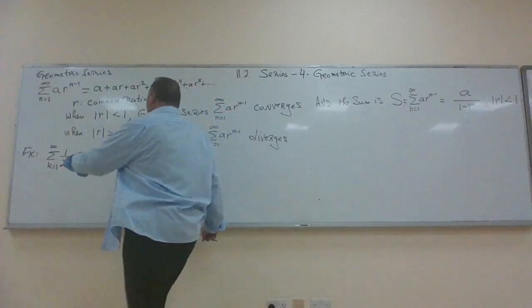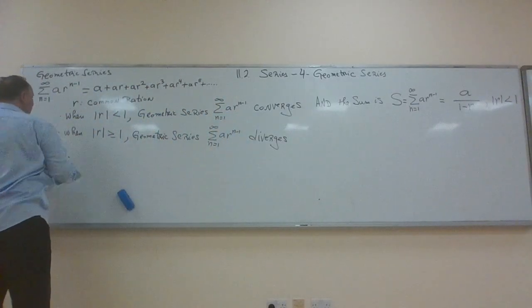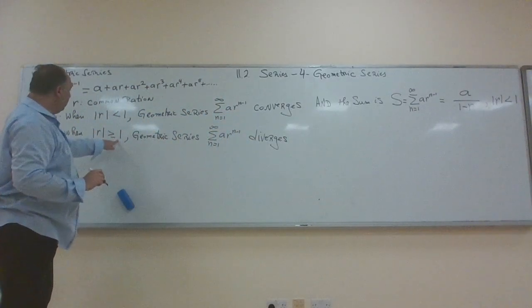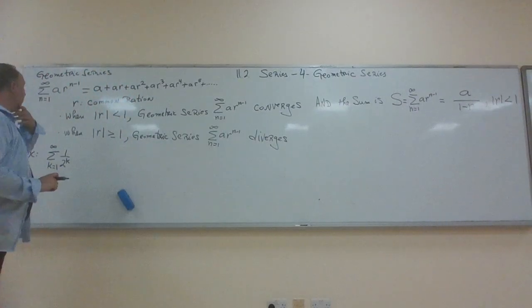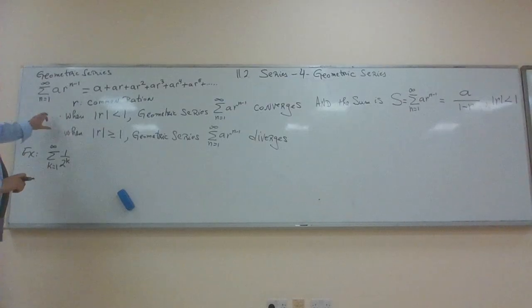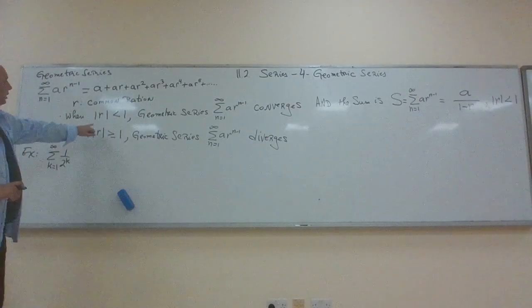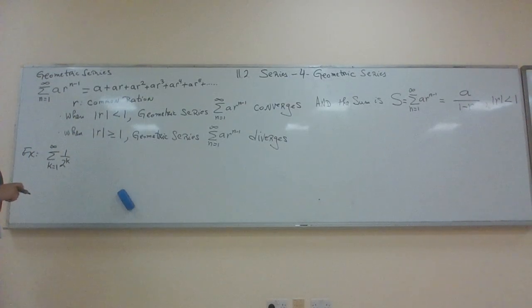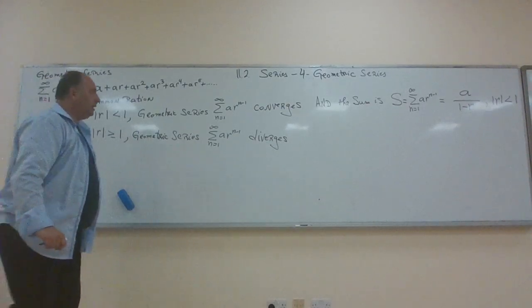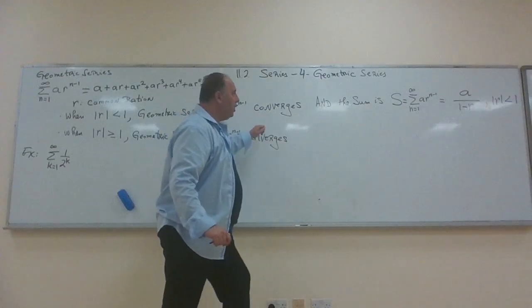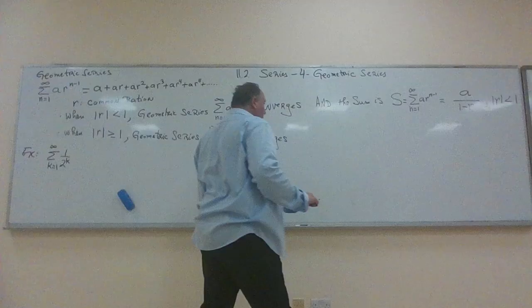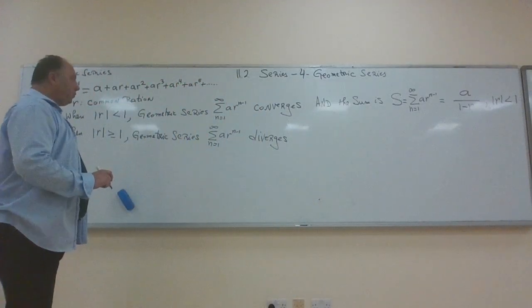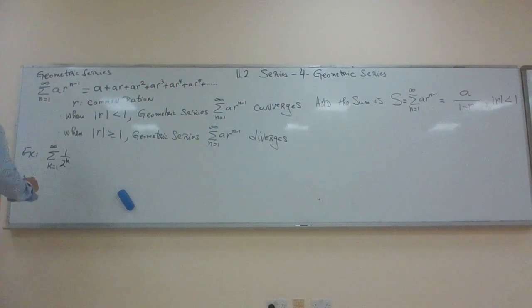On the other hand, if r in absolute value is bigger than or equal to 1, the geometric series diverges. So this is the good news. Geometric series, we know exactly based on its common ratio when it's convergent and when it's divergent. In the case when we have convergence, we also know what's the sum. So this is super important. It is given for free. So let's see some examples.